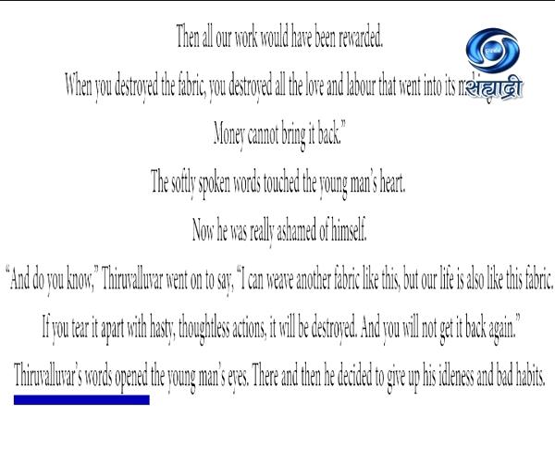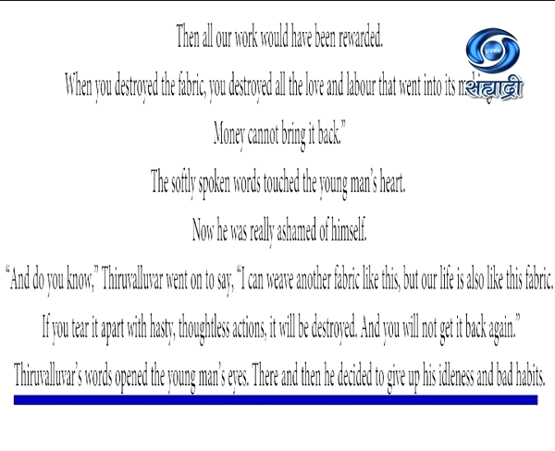Thiruvalluvar's words opened the young man's eyes. There and then he decided to give up his idleness and bad habits. Now, Thiruvalluvar explains how difficult it is to make a cloth. He talks about how a farmer grows the crop of cotton. Then it is spun into a thread. After which, Thiruvalluvar and his wife weave it into cloth. And later, it is sold in the market.